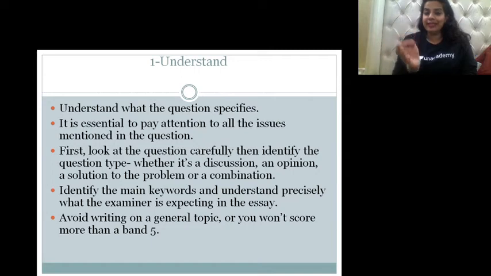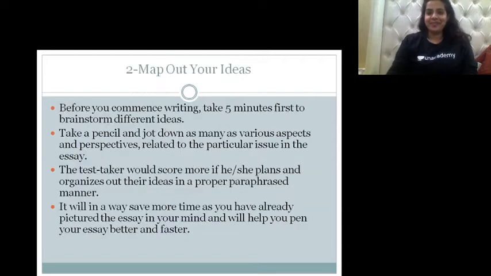questions. And similarly, when you have a writing task, identify the keywords, the nouns, the adjectives, the verbs, which somehow convey the meaning, okay? And avoid writing on a general topic. You won't score more than a band 5 in that case. So you have to be very specific. You have to answer the question which is given. And that is what task response is all about. How you respond to the task.